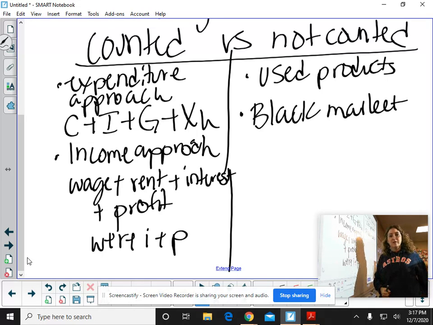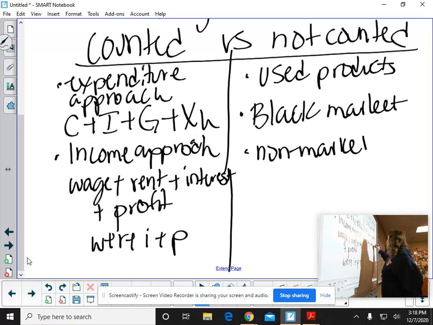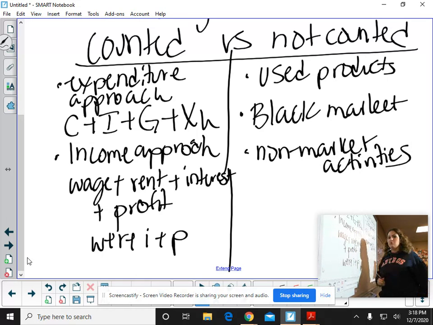Those are goods and services being exchanged, but they're not being reported. Non-market activities are not illegal, but maybe you babysit for a neighbor, or maybe you mow their yard or something, and goods and services are being exchanged for money, but you're not reporting it to the IRS or anything. So it's services being exchanged, not illegal. That would be more like black market, but just more cash business, things like that.